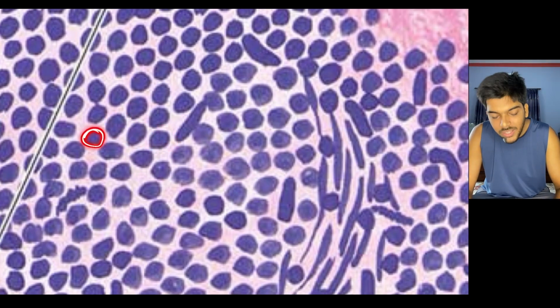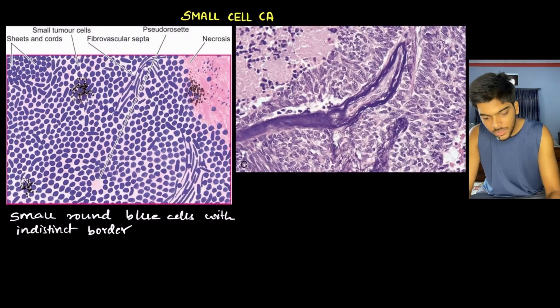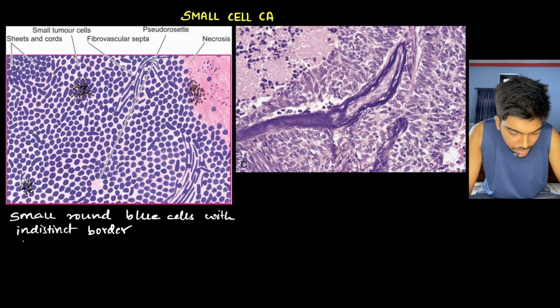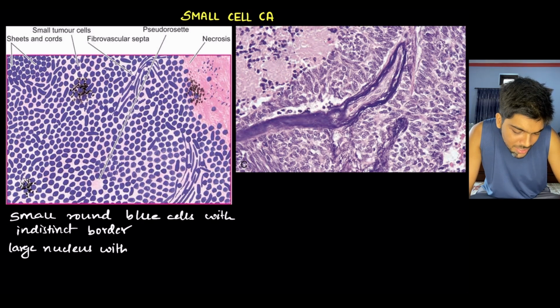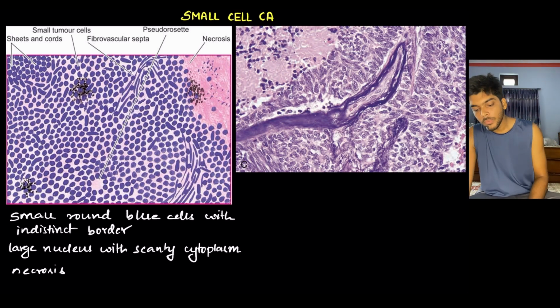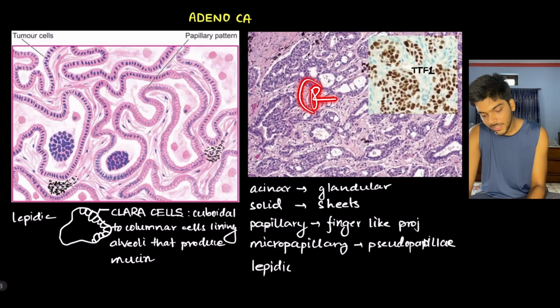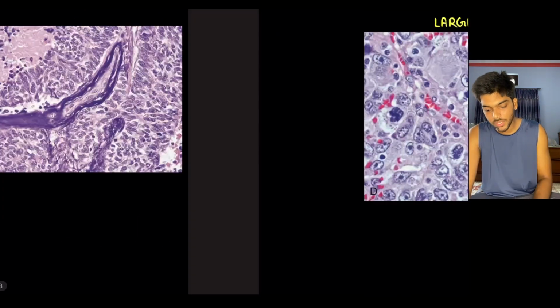So these are actually the nucleus of the cell. The outer border is not visible. So the reason the cells are small, round, and blue is due to the presence of large blue nucleus with scanty cytoplasm, barely any cytoplasm. Plus there are areas of necrosis as well. This is important as well. There is necrosis. Okay. Now, this is from Robbins. This is from Harsh Mohan. This is from Robbins. This is from Harsh Mohan. Just so you know the source of the images.